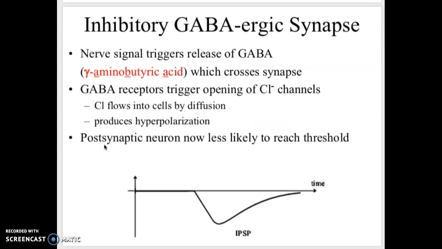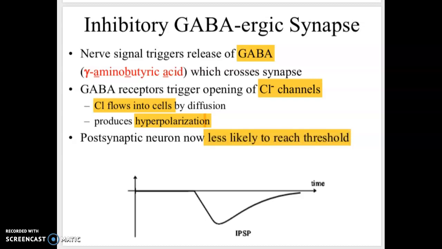The second type of signaling here is called an inhibitory GABAergic synapse. Here the same steps happen, but the neurotransmitter that's used is GABA. When GABA binds to the postsynaptic neuron, chloride channels open and chloride goes into the cell. Chloride has a negative charge, so it causes hyperpolarization in the neuron. So it is now less likely to reach threshold, so it is inhibitory.